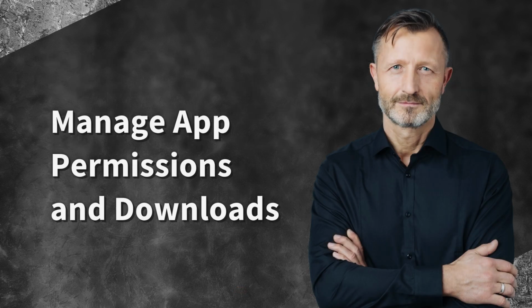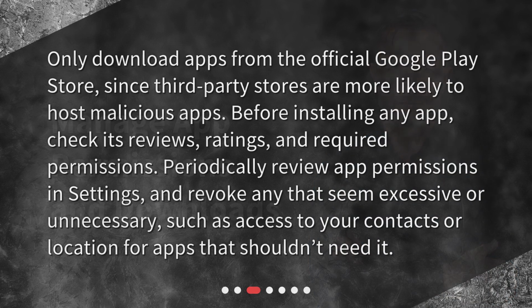Manage app permissions and downloads. Only download apps from the official Google Play Store, since third-party stores are more likely to host malicious apps. Before installing any app, check its reviews, ratings, and required permissions. Periodically review app permissions and settings, and revoke any that seem excessive or unnecessary, such as access to your contacts or location for apps that shouldn't need it.